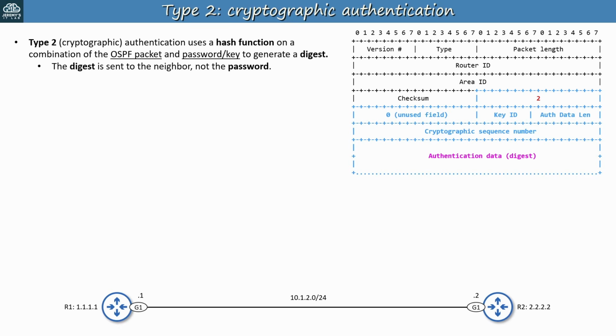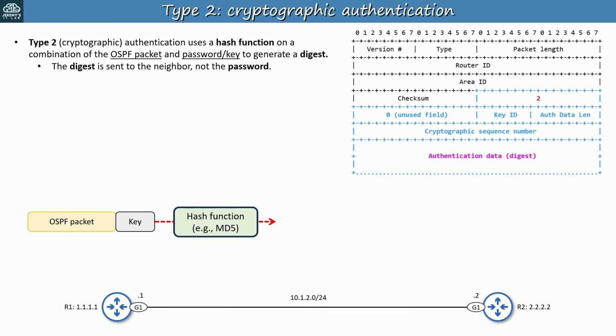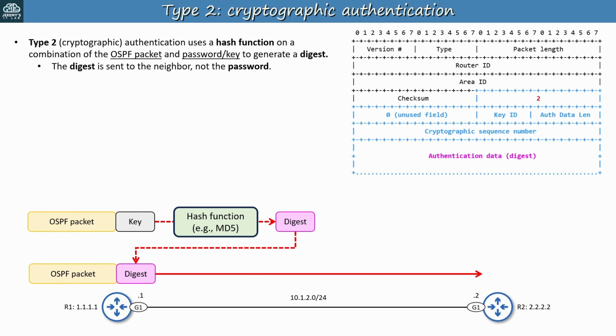A hash function takes some data and converts it into a fixed-length value called a digest, sometimes simply called a hash. This process is designed to be one-way, so even if an attacker does a packet capture and learns the digest, he can't derive the key from the digest alone. Let's see how it works. R1 takes the OSPF packet and the configured key, and runs them through a hash function such as MD5, resulting in a digest. This digest is then appended to the OSPF packet and then sent to R2.